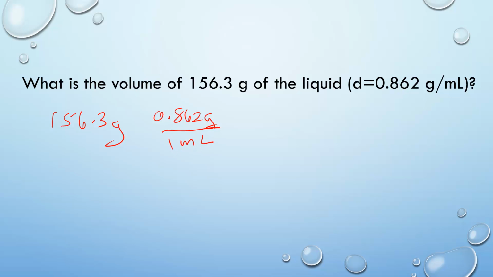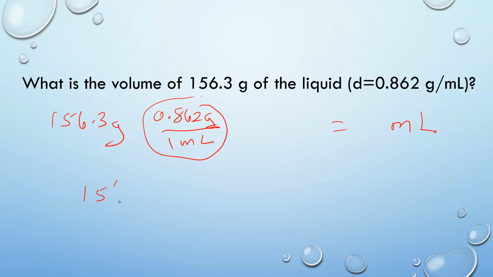All right, in this case, if we were to multiply these together as is, our units would come out as grams squared over 1 milliliter. That's not going to help us because we're solving for volume. We want our units in milliliters. So what we can do is still use that density as a conversion factor, but take the reciprocal of it, or in other words, flip that value upside down.